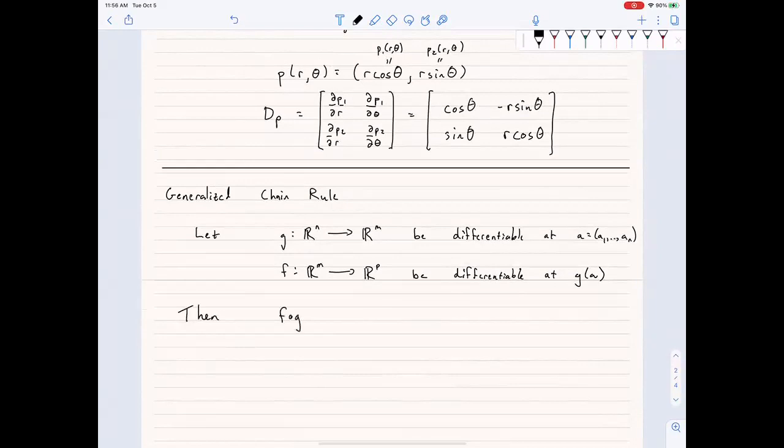F composed with G, we can compose these functions, right? We can start with G. We'll take Rn to Rm, and Rm is our domain here. So then we can hit whatever we get with F. That's a function. I said these are differentiable at these points, so we don't need to take all of Rn or all of Rm. We could have smaller domains, but G of A should be in the domain of F. But anyway, we can look at F composed with G, and based on these assumptions, it is differentiable at A as well.